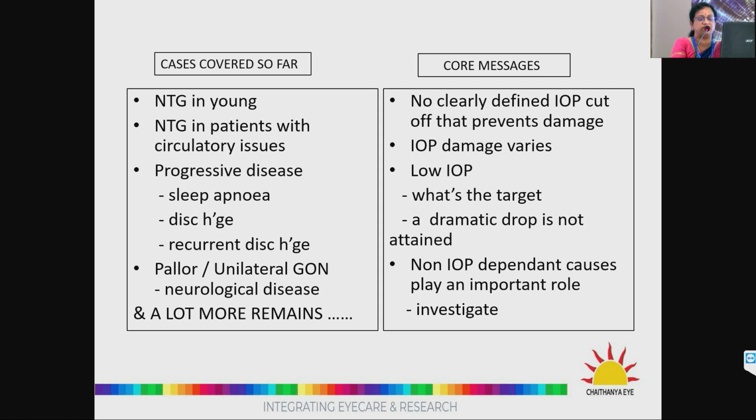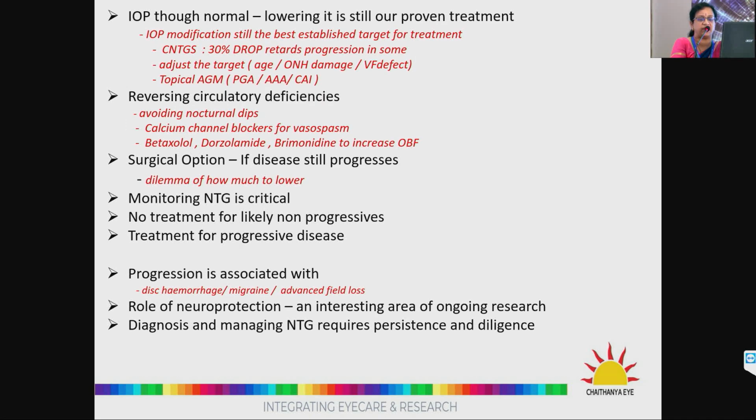From the cases discussed so far, I would like to convey that there are no clearly defined IOP cut-offs. We don't know which IOP will damage the nerve head further. And like in high tension glaucoma, you cannot expect a dramatic drop in NTG cases, and you have to consider the non-IOP dependent mechanisms as well. The CNTGS study has shown us that lowering IOP is still the proven treatment. You have to reverse the circulatory deficiencies, correct nocturnal dips, and use drugs like brimonidine, dorzolamide and betaxolol as topical agents. And when it further progresses on medical treatment, consider surgery.